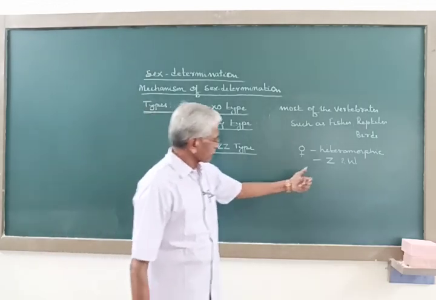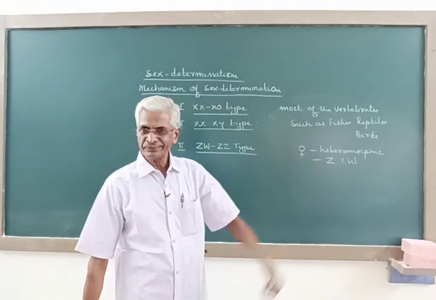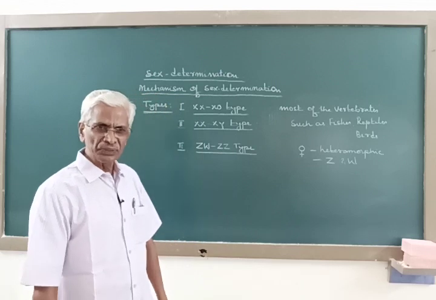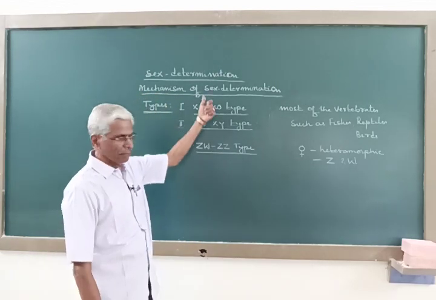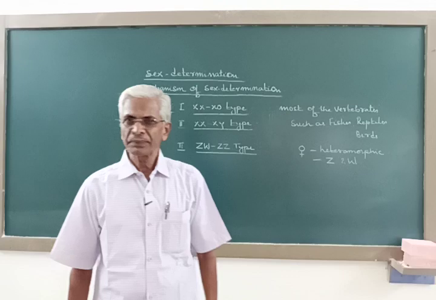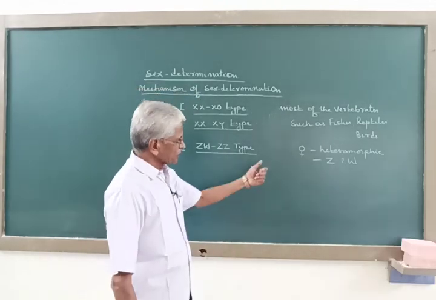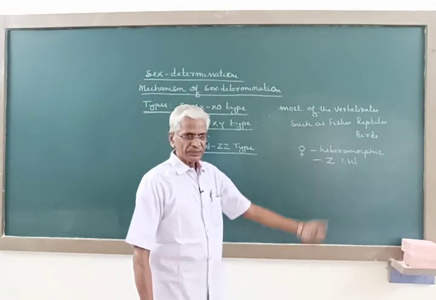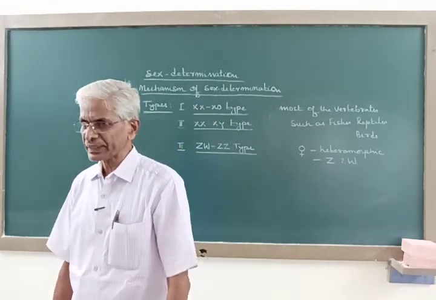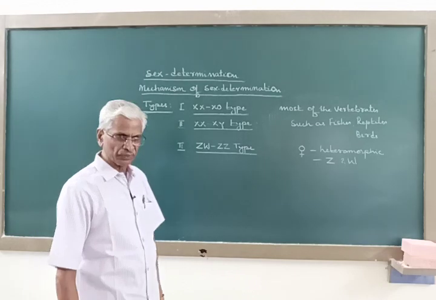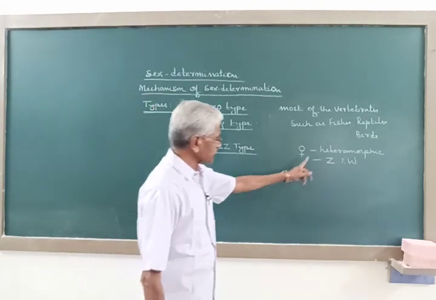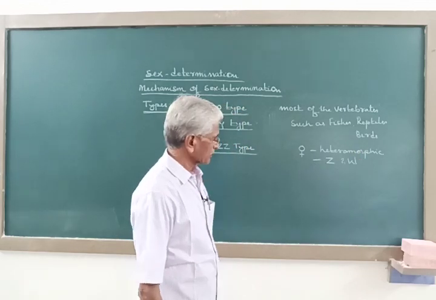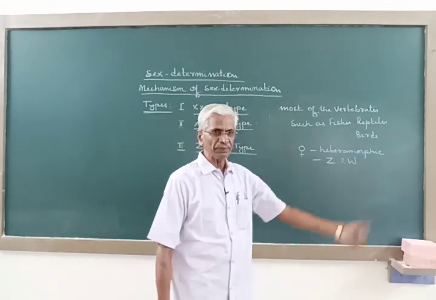So here, instead of X and Y, which were the alphabets used to denote the sex chromosomes in the previous mechanisms, to avoid confusion the sex chromosomes are denoted by the alphabets Z and W. So what are these two, Z and W?